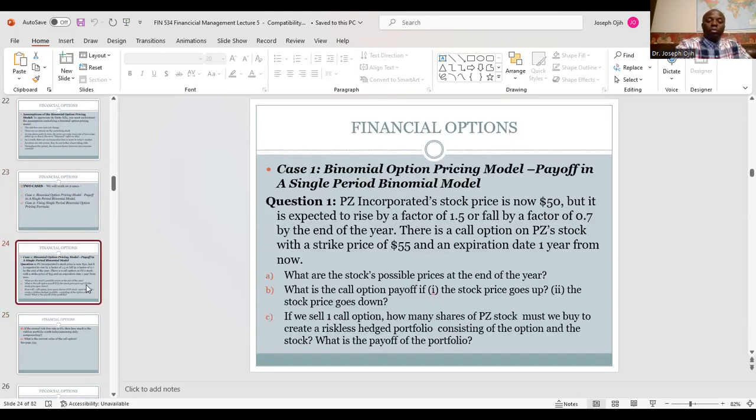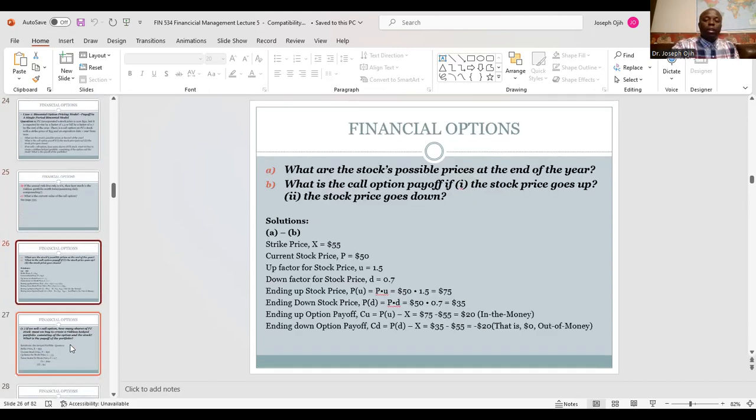Now, this question wants us to do 5 things. Let us start with the first two. Solution. The first two say, what are the stock's possible prices at the end of the year, and what is the call option payoff if the stock price goes up or if the stock price goes down?